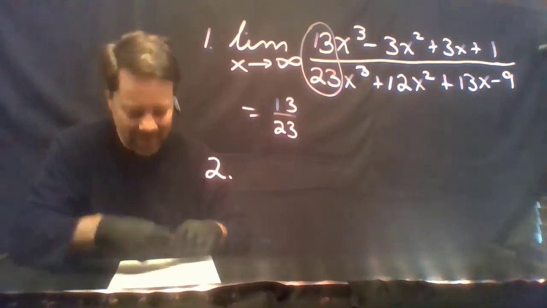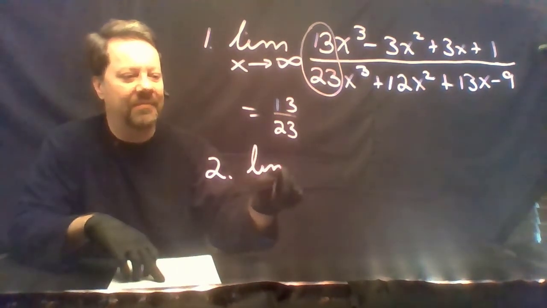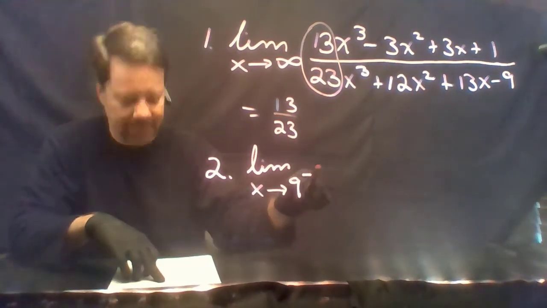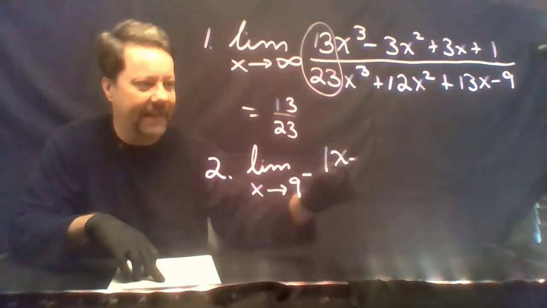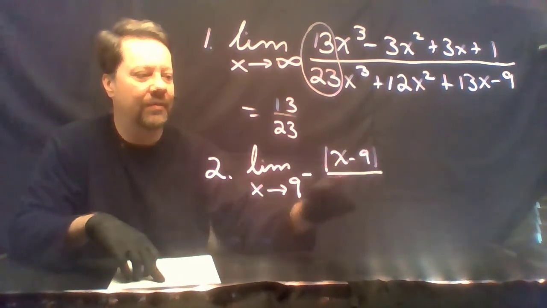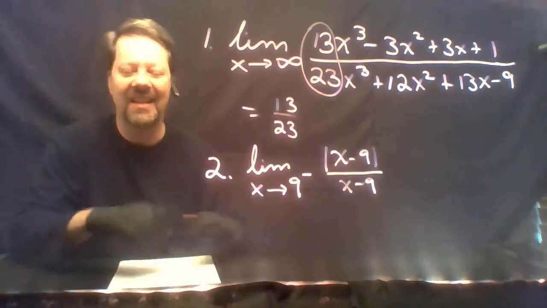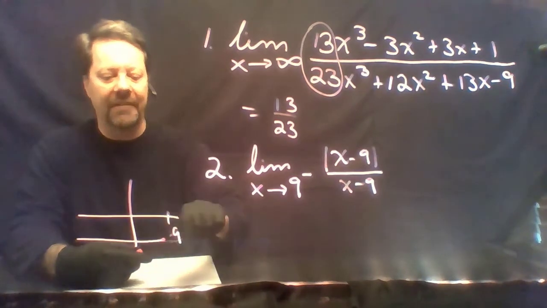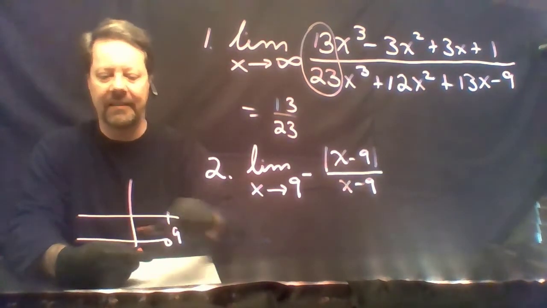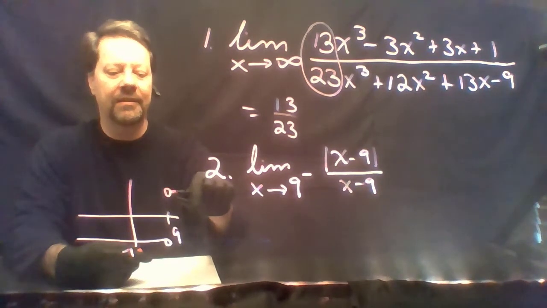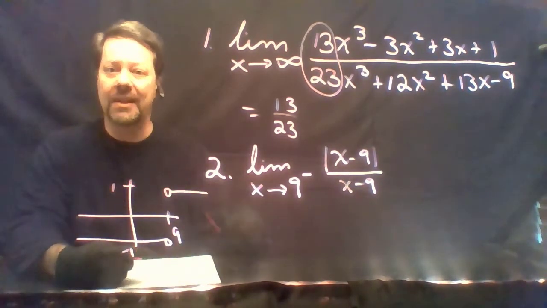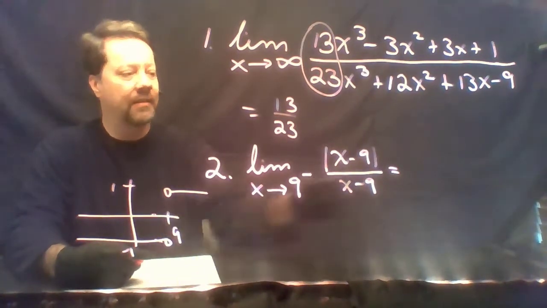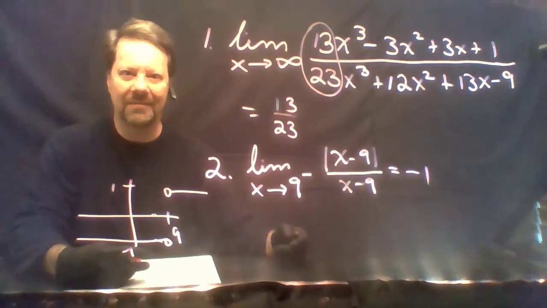Problem 2. Find the limit as x goes to 9 from the left of the absolute value of x minus 9 over x minus 9. This function has the following graph. To the left of 9, it has a height of -1. To the right of 9, it outputs a height of 1. Since we're approaching from the left, the answer is -1.